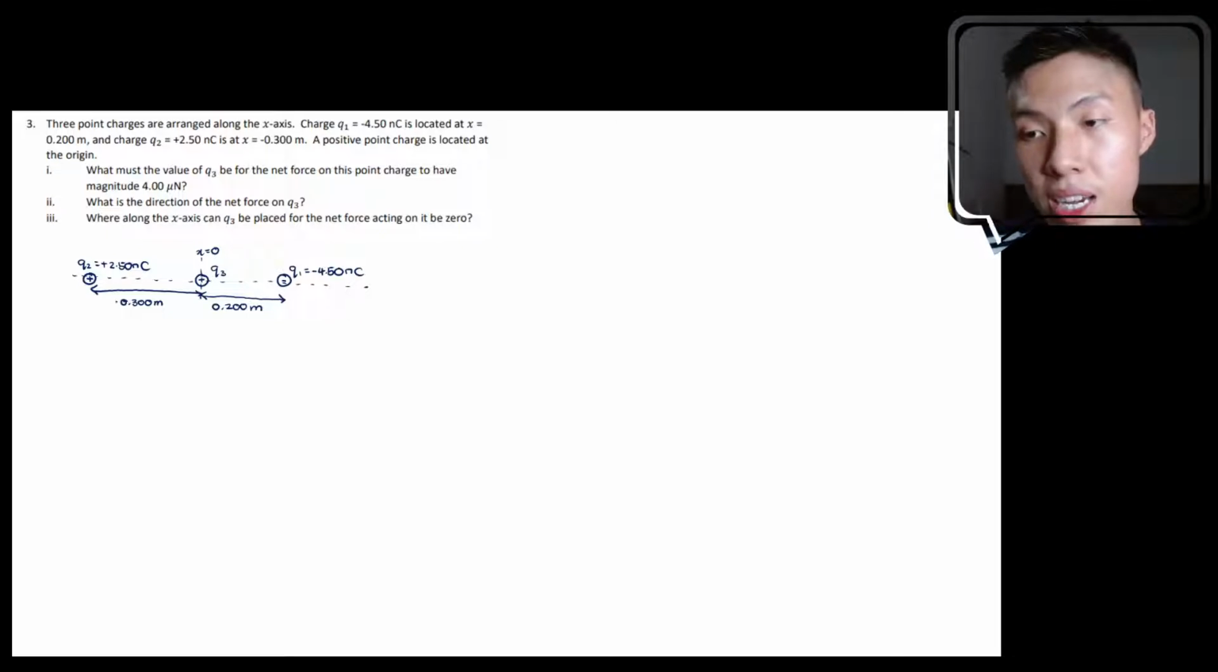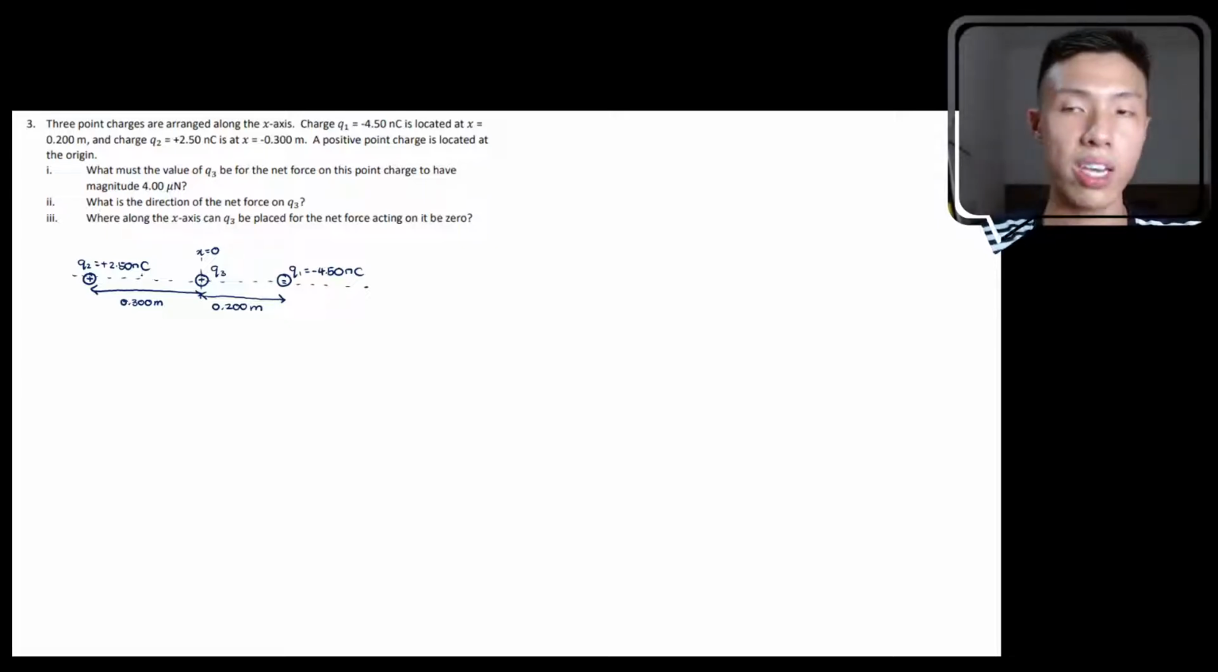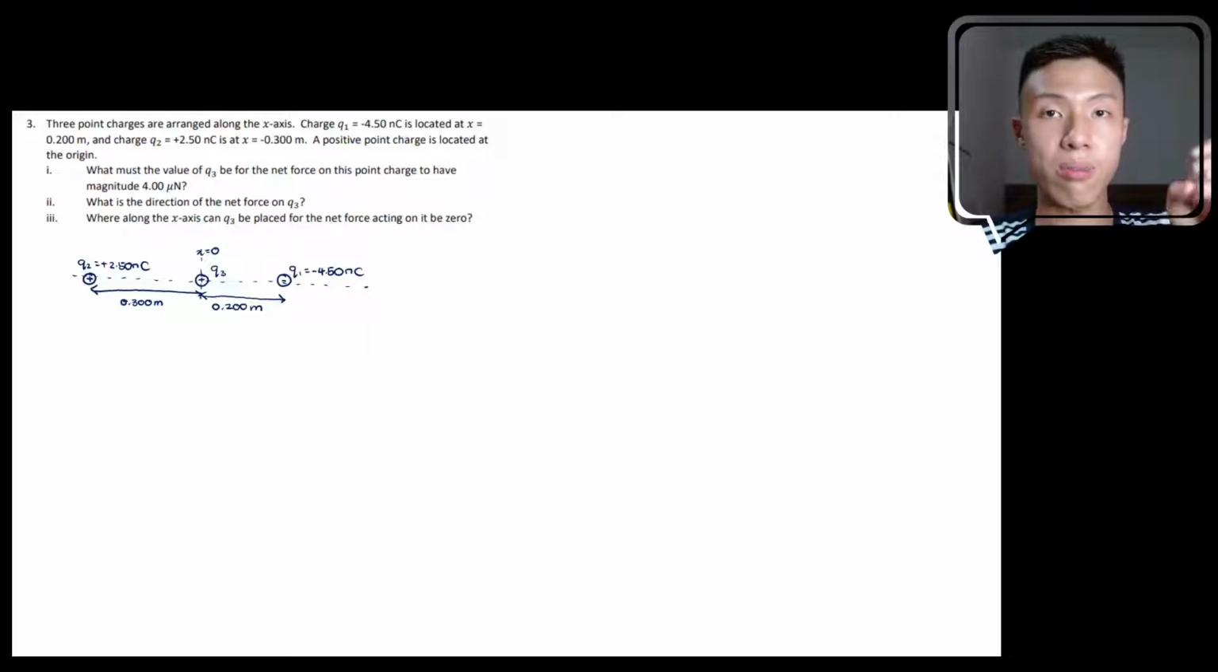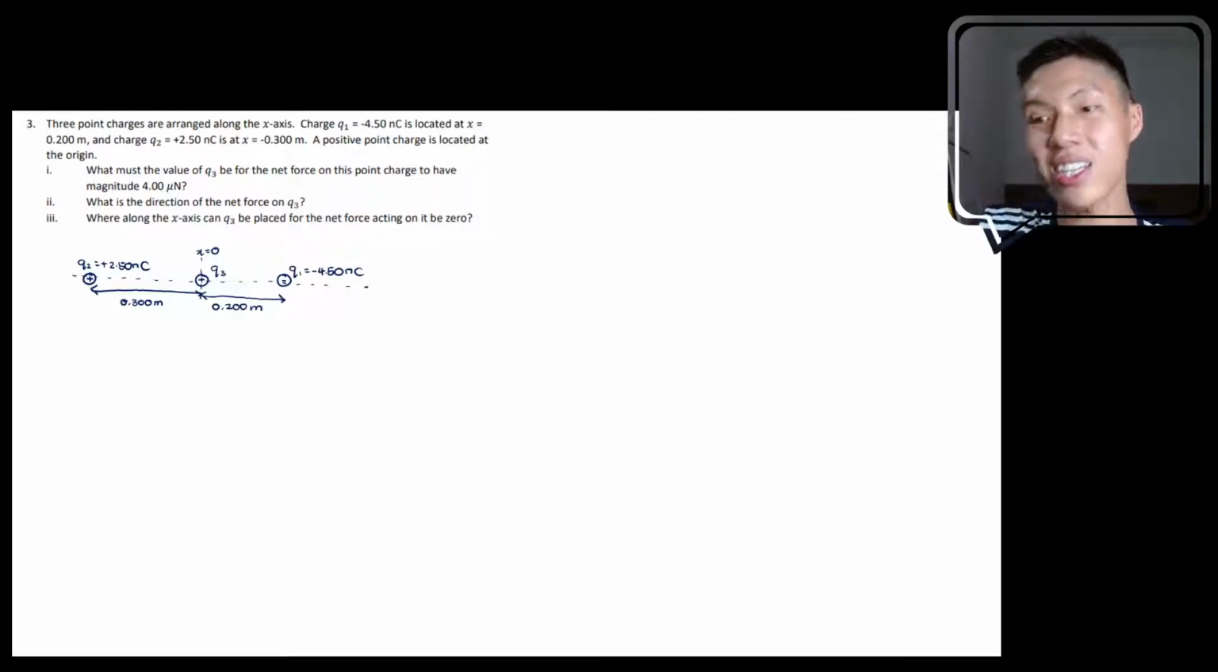Q2 is equal to plus 2.50 nanocoulomb. And the distance between the position of Q2 and the origin should be 0.300 meter. Okay, I'm not putting a negative sign inside here because the negative is to indicate that it's at the left side of the origin. That's all. It's not indicating a negative value. It's just to indicate that it's at the left hand side of the origin. Okay, so this is the situation that we have.